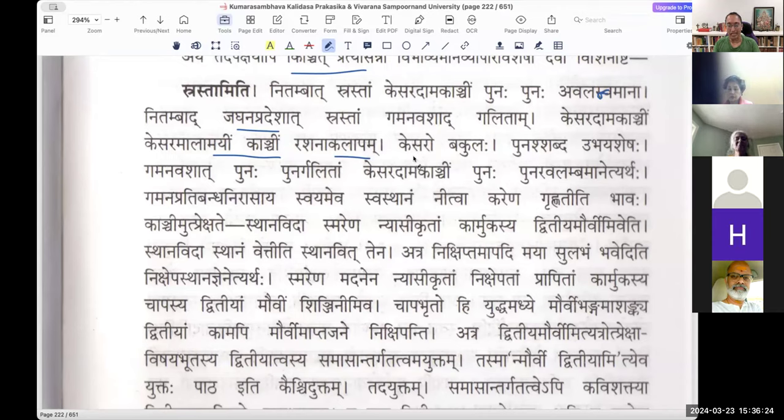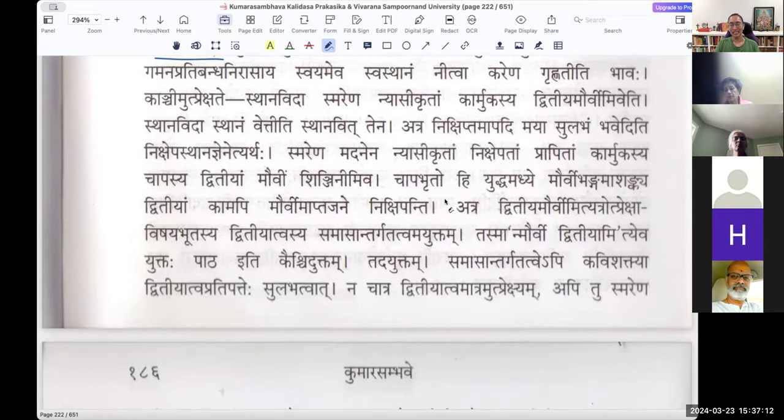Kesaradama: the word punah punah is said for both, so you take it for both. Gamana vashat punah punah galitam kesaradama kanchim punah punah avalambamana iti arthah. Taking it again and again, you take that punah punah for both. So gamana pratibandha nirasaya swayameva swasthanam nitva karena grinhati iti. This is constantly an obstacle to her walk, so in order to remove that obstacle, that is the slipping away of the chain, she keeps taking it back and putting it in its sthanam again and again, where it should be.